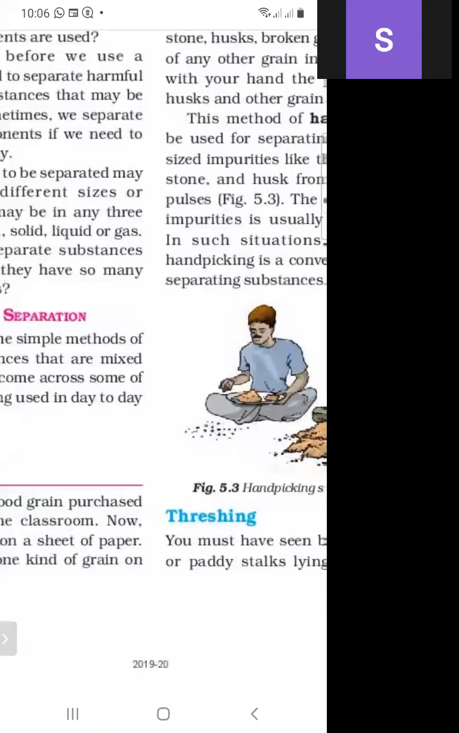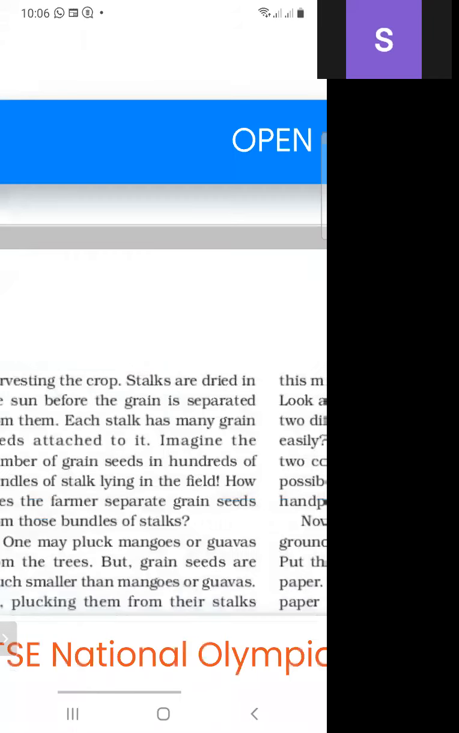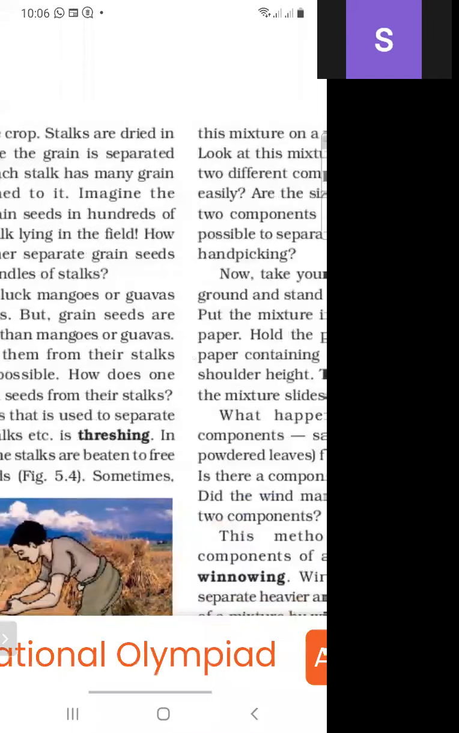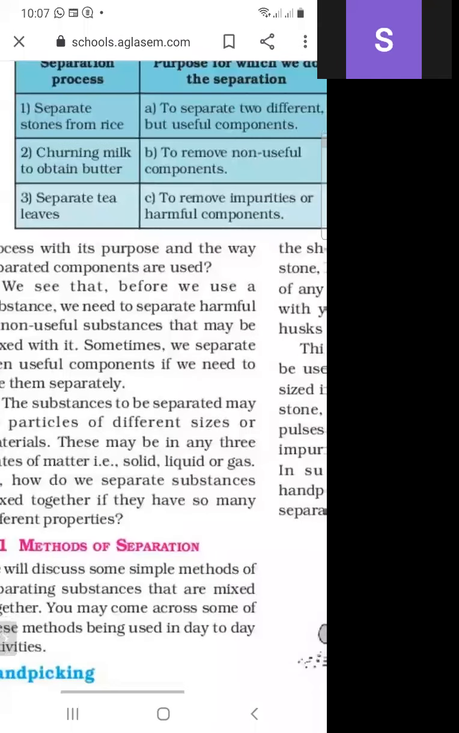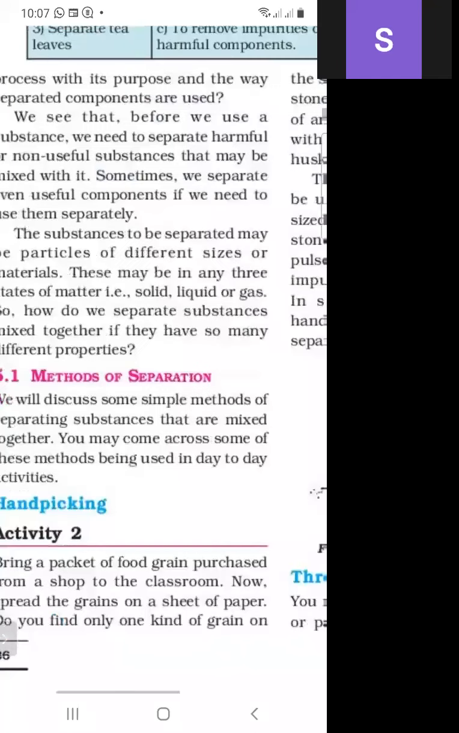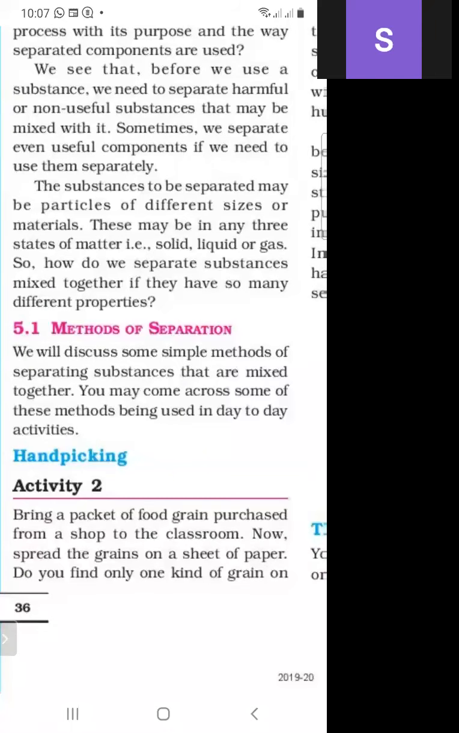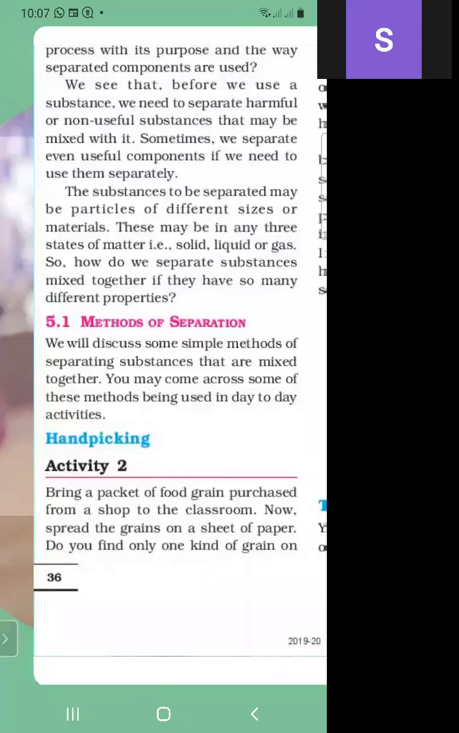And the next process is called winnowing. So these are the methods of separation. You have to remember them. If you have any query regarding this topic, you can ask.